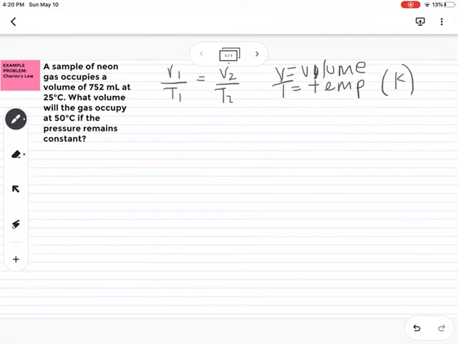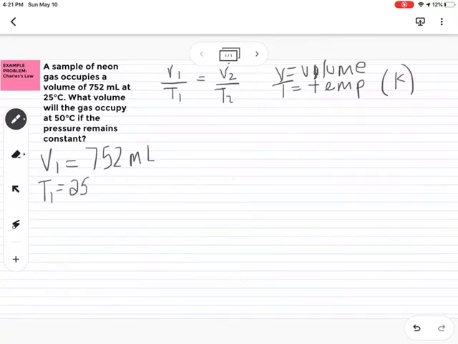So we have a sample of neon gas, and it occupies a volume of 752 milliliters at 25 degrees Celsius. What volume would the gas occupy at 50 degrees Celsius if the pressure remains constant? So we know V1 is 752 milliliters. And T1, the temperature, is 25 degrees Celsius.